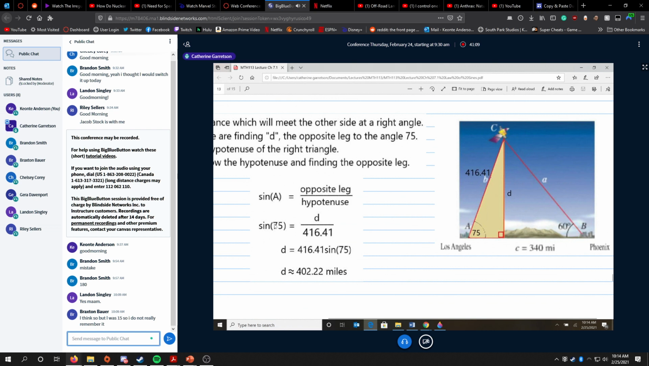So we're going to multiply the 416 over to this side. And D is equal to 416.41 times the sine of 75 degrees, which is approximately equal to this. And as you can see, it is a shorter distance than this kind of diagonal distance.